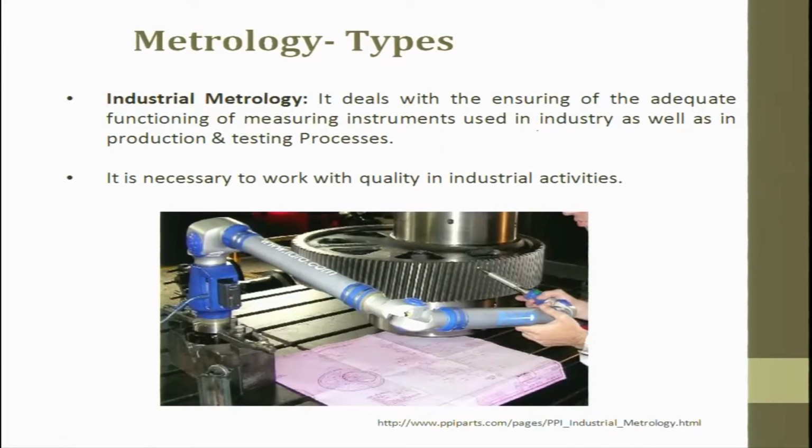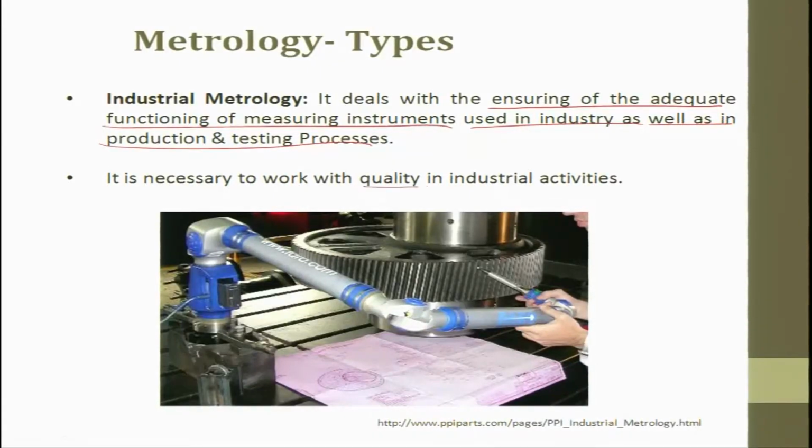When you talk about industrial metrology, it deals with ensuring the adequate functioning of the measurement instruments used in industry as well as in the production and testing process. For example, here a drawing already exists, you look at the component, you try to measure the dimensions or deviations from the component and you take the result out of it, that is called industrial metrology. It is necessary to work with quality in the industrial activities.